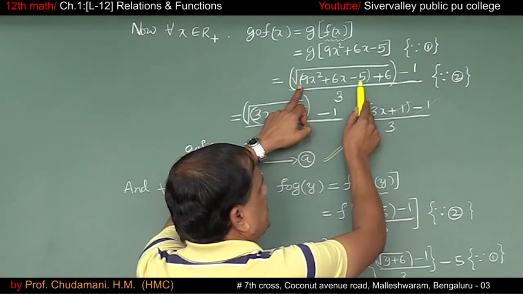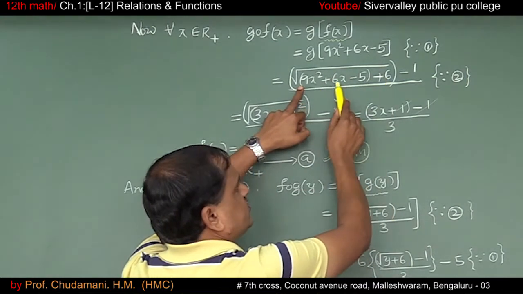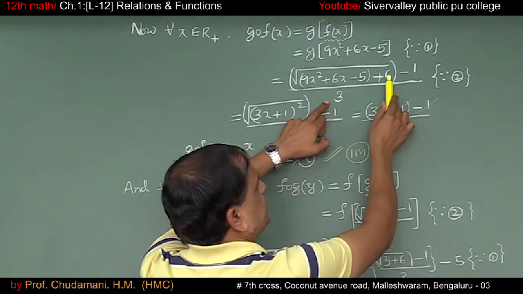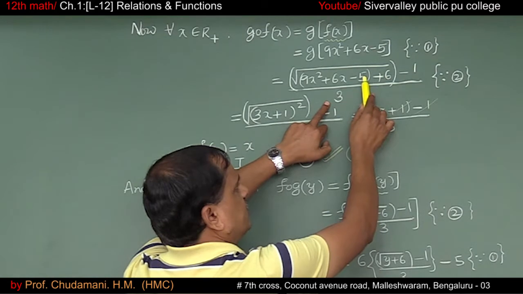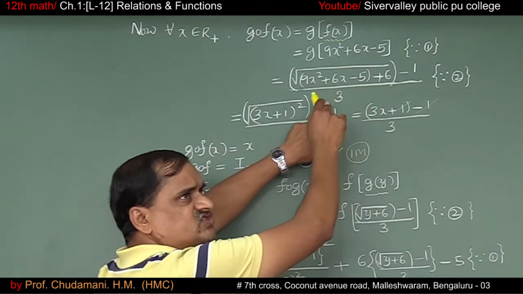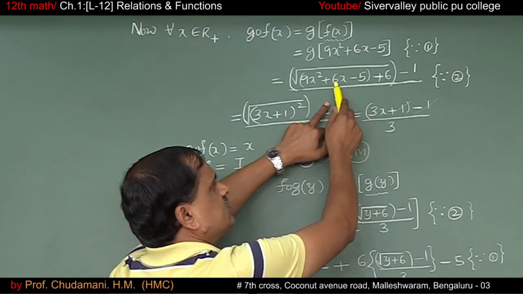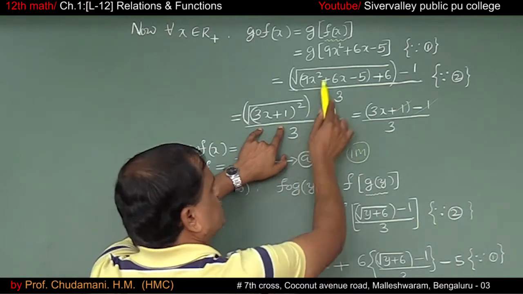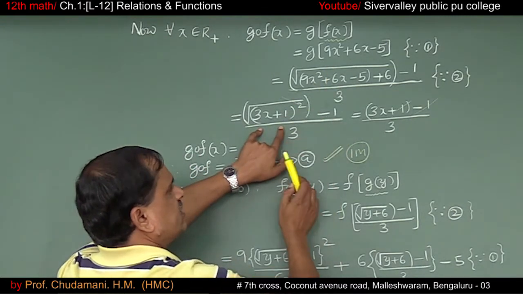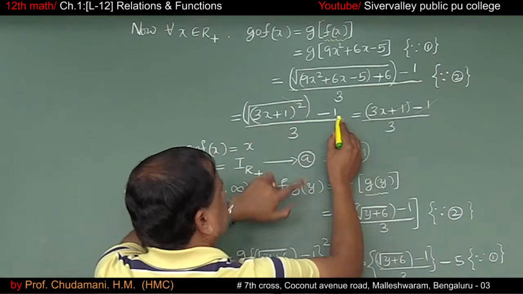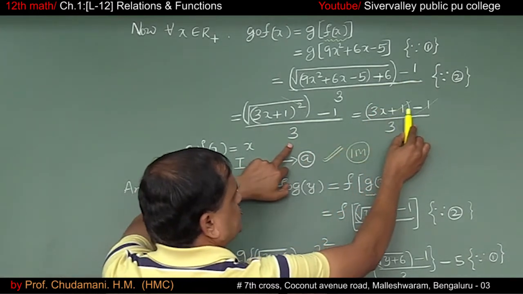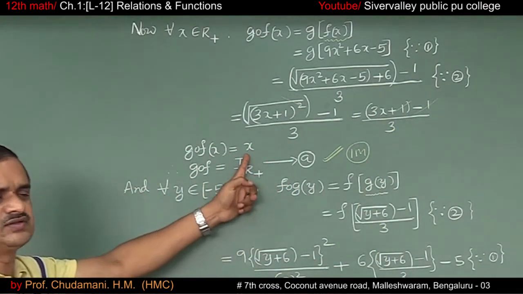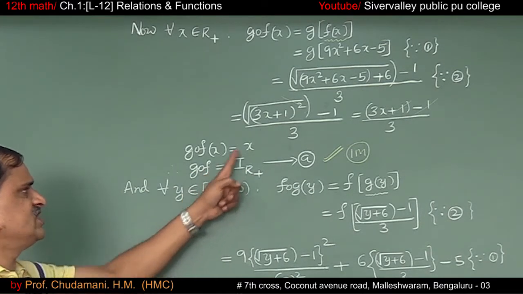So this is completely x, I mean y. So root of y plus 6, that is root of 9x square plus 6x minus 5 plus 6, minus 1, divided by 3. See this, 6 minus 5 is 1. 9x square can be written as 3x the whole square, plus 2 into 3x into 1, plus 1. So it can be written as 3x plus 1 the whole square under root. The square and the square root get cancelled. So minus 1 divided by 3. So plus 1 and minus 1 also get cancelled. 3x divided by 3 means we are left with x. So therefore gof of x is equal to x.